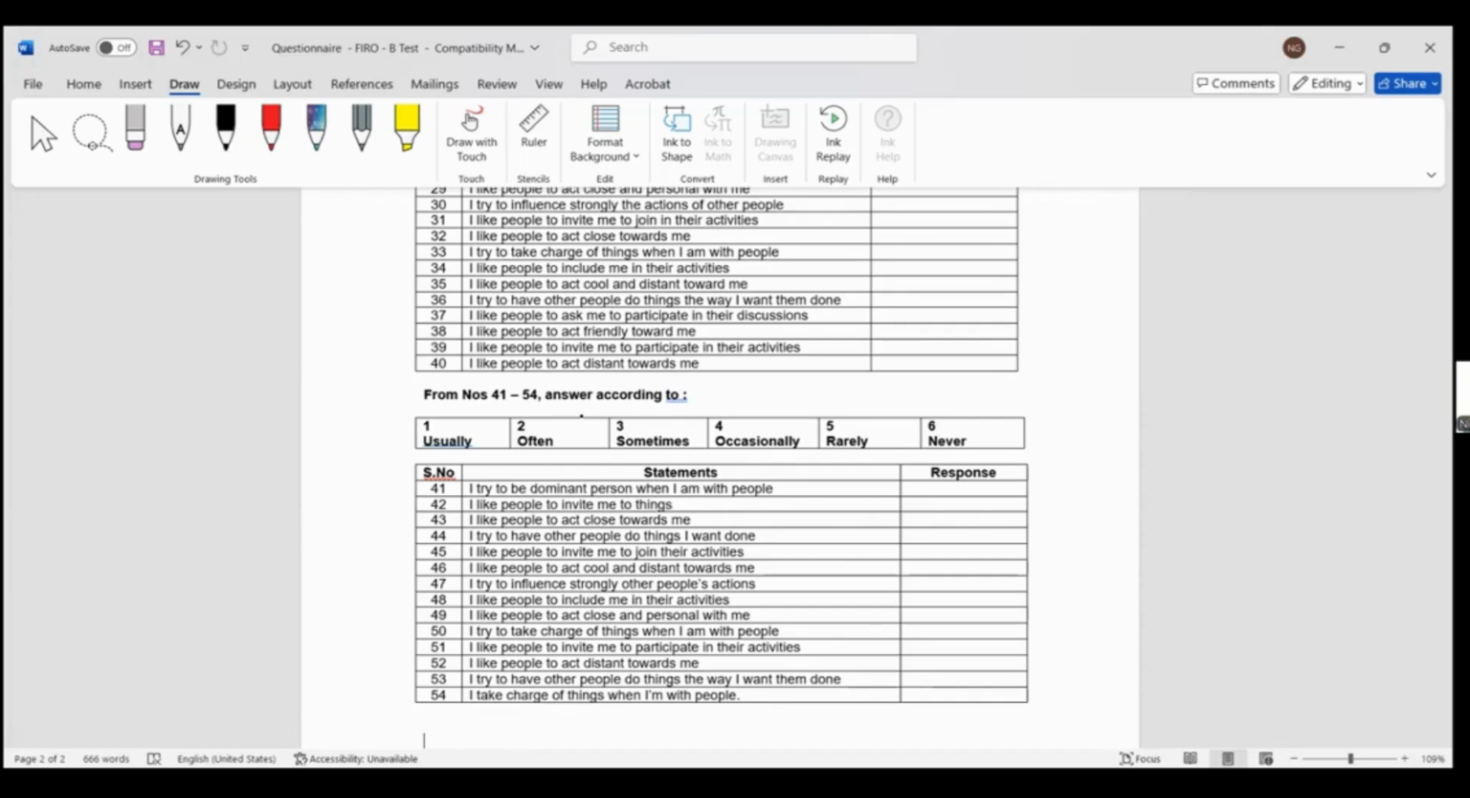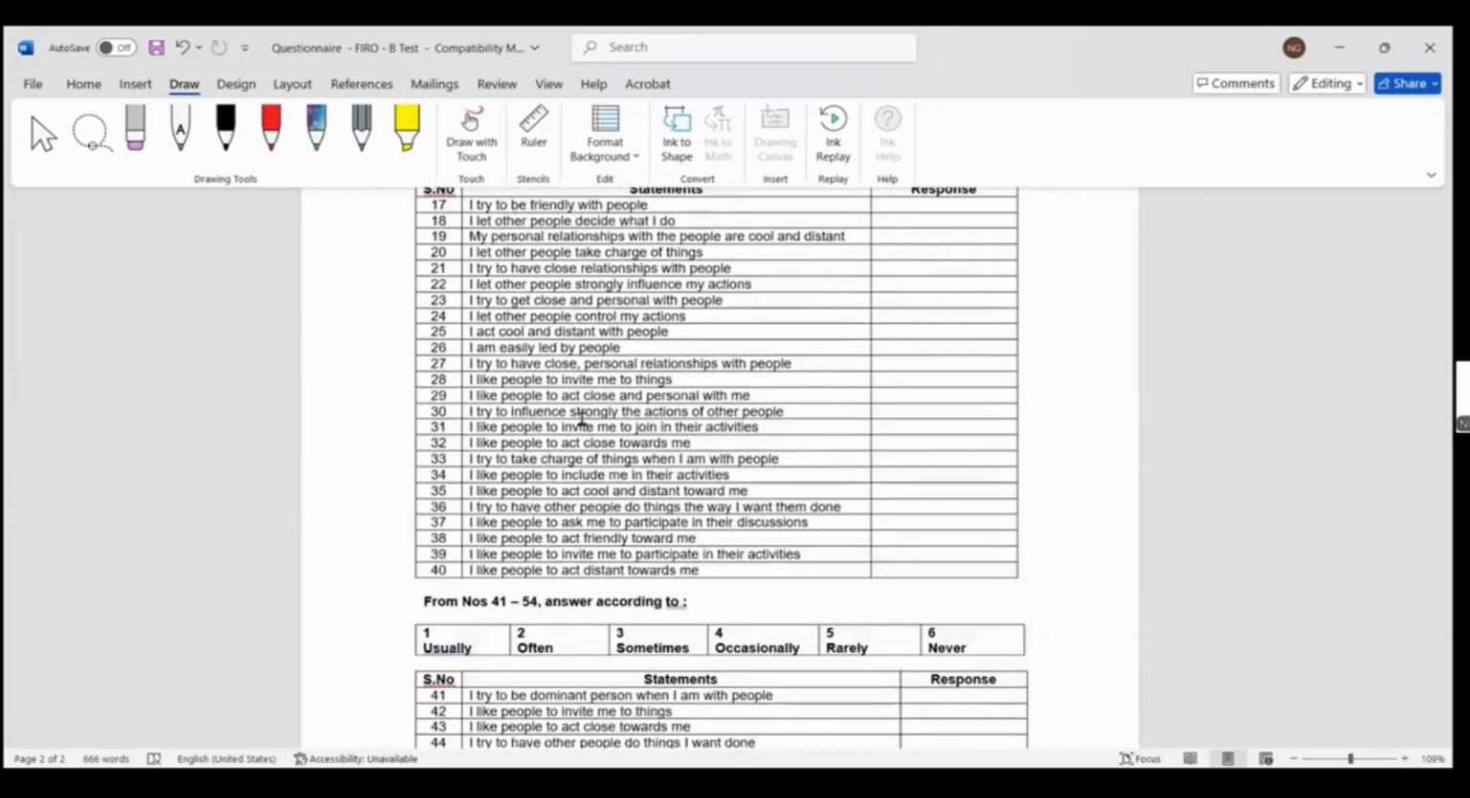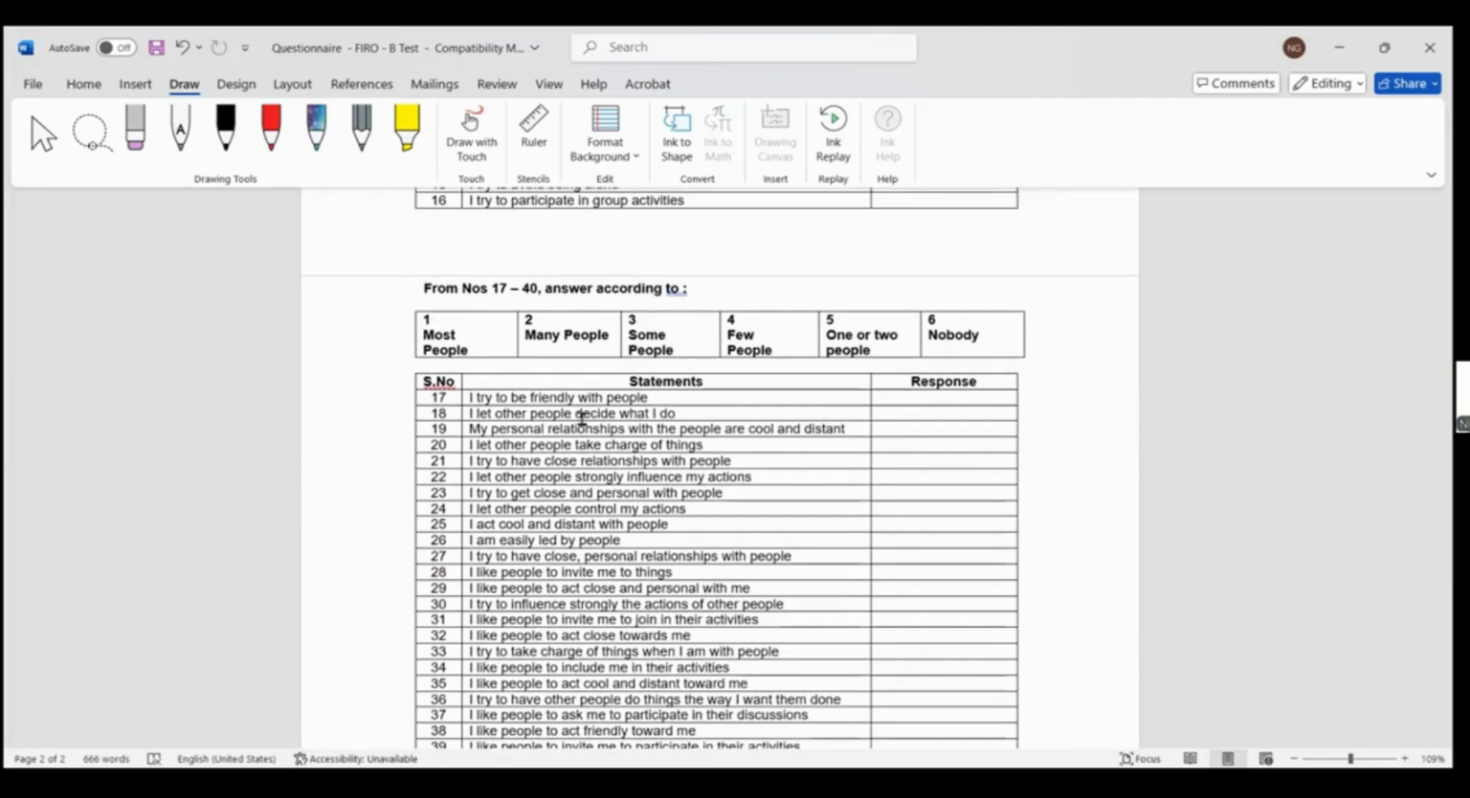All right? So when you do that, then you will get your scoring and then you will also get your detailed report as to where you are in those inclusion, control, affection, with respect to expressed, how much do you show and how much do you want? So what are the gaps and what are the things you should be doing then? Okay.